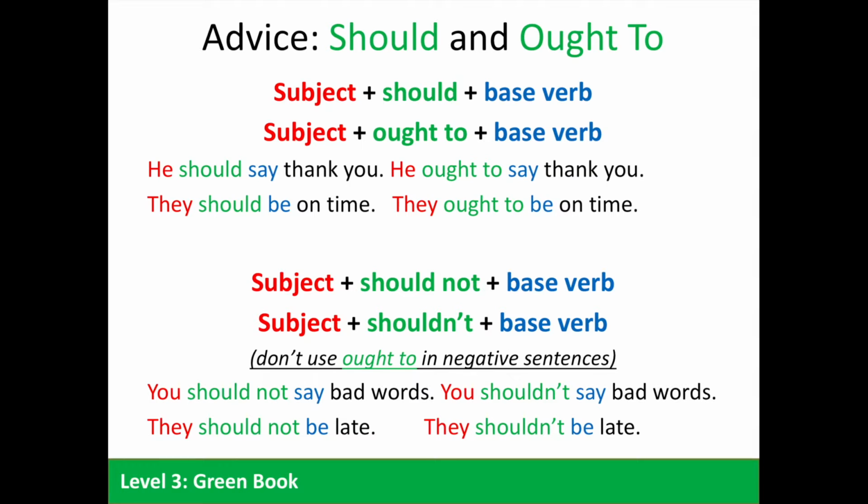However, when we use the negative, we do not use ought to. So for example, your structure should be as follows. Start with the subject, should not or shouldn't, and then a base verb. Let's look at some examples. You should not say bad words, or you shouldn't say bad words. They should not be late, or they shouldn't be late.